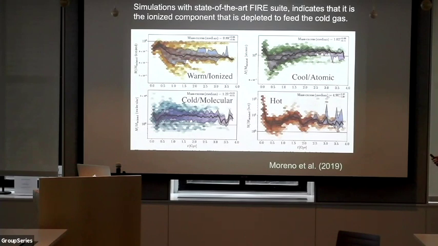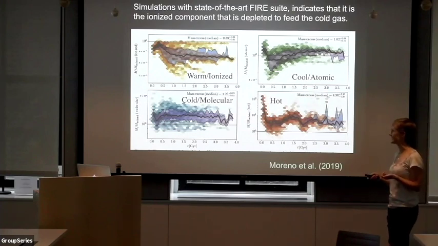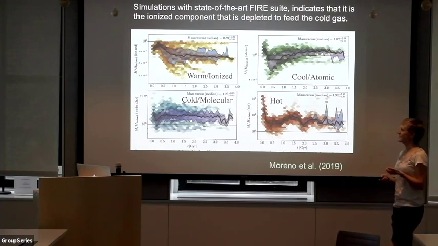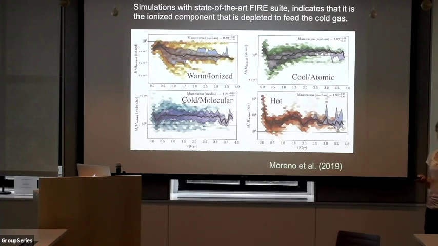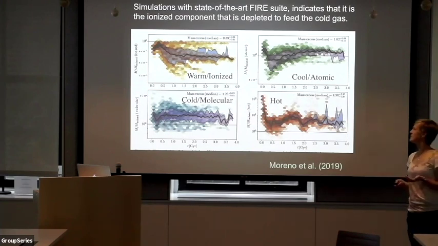And you can see that in the late stage mergers, which is where we were probing, there is indeed an enhancement of the atomic gas. It's not as big as we find, but qualitatively it's there. Also an enhancement in the molecular gas. So what Jorge's found in these simulations is that this all comes at the expense of the warm ionized gas. That's where it's been. So there is still abundant gas left in these mergers.